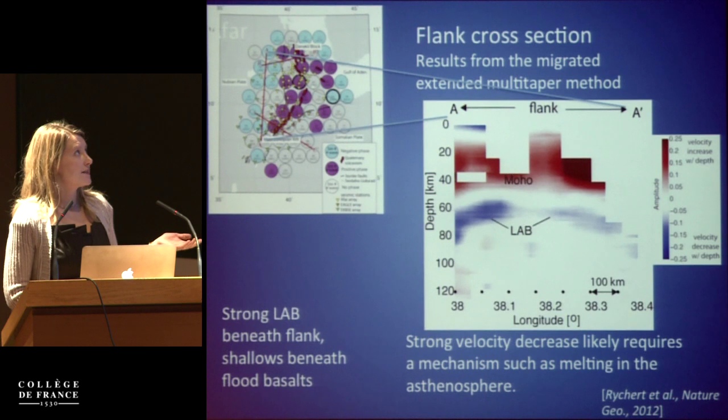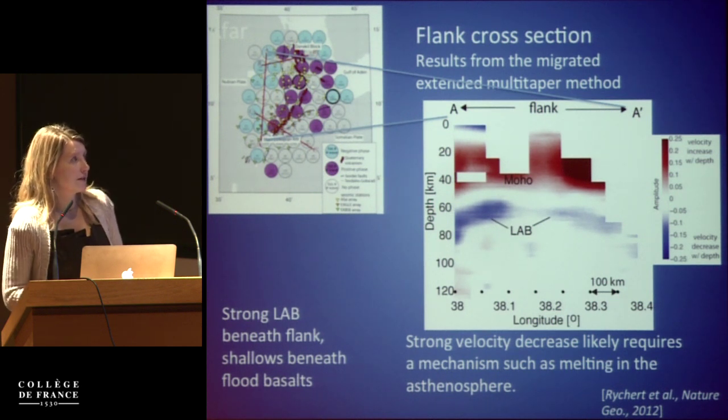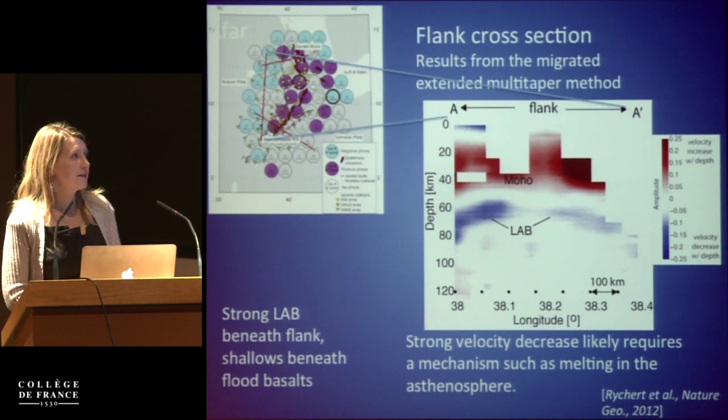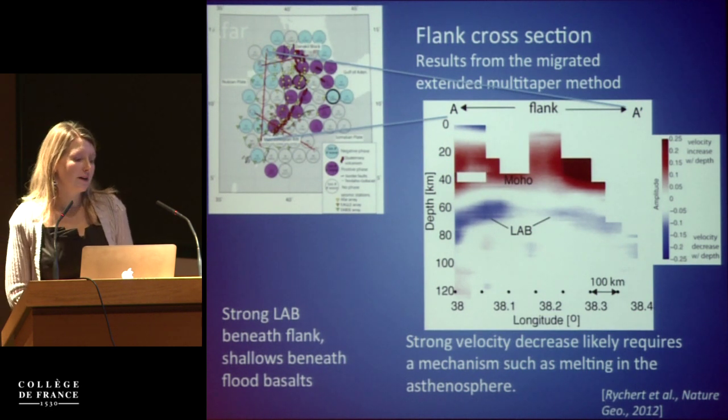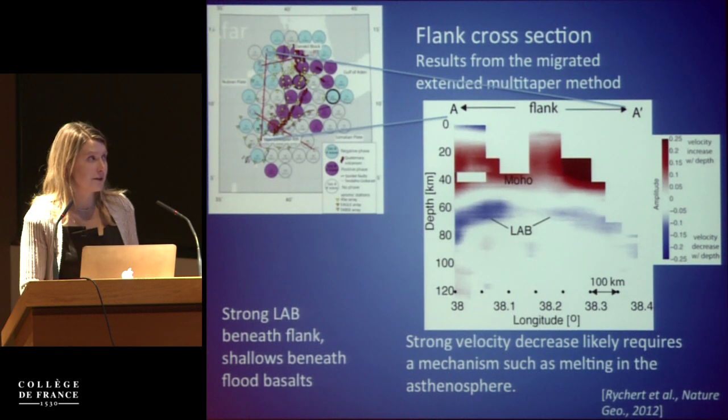So now looking at a cross-section running along the flank from south to north, we see a Moho phase and then a phase that we associate with the lithosphere-asthenosphere boundary, shallowing slightly in the middle of that transect where flood basalt volcanism has likely occurred, about 30 million years ago.